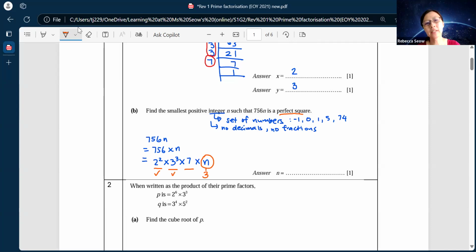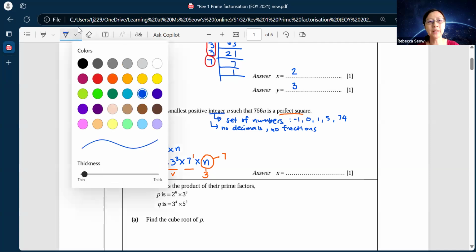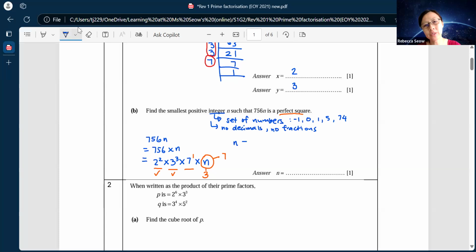Moving on, we take a look at 7. 7 is a standalone number with no power written. When there's no power written, it is always the power of 1. So in order to bring this up to power of 2, which is also a multiple of 2, we need to multiply 7 to the power of 1 by one more time of 7, so that these two values multiply to give you 7 squared. Hence, n is made up of 3 and 7. So from here, let's compute the value of n. So n equals to 3 multiplied by 7, which is 21.